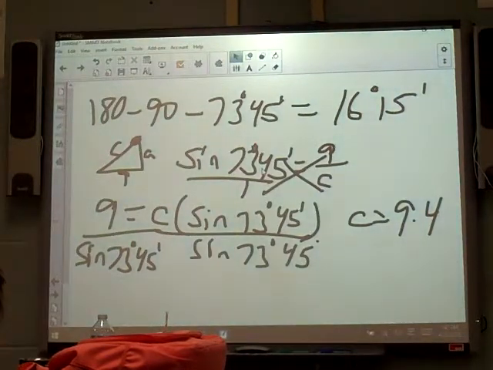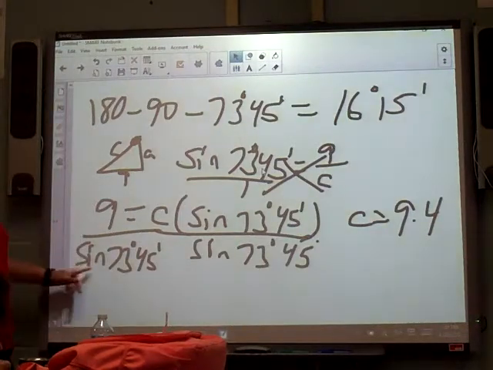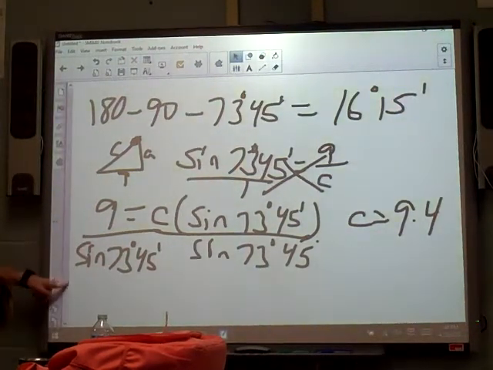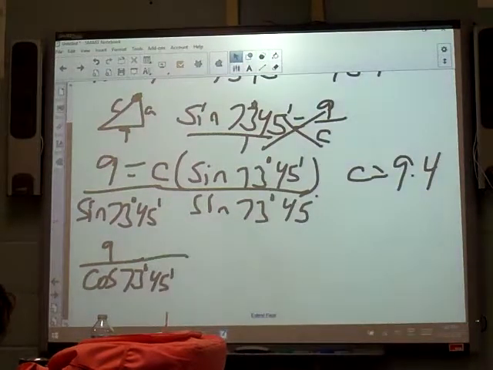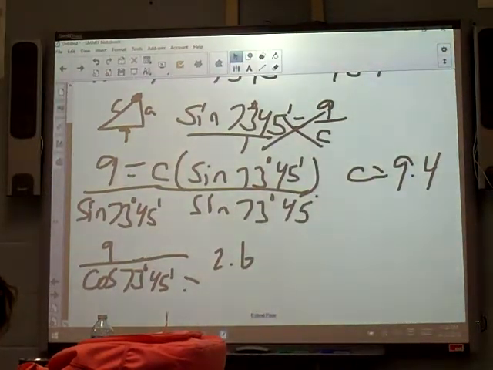We got to find side A. Well, A is adjacent. Adjacent is cosine. So it's going to set up the exact same way, except here where we divided by sine of 73 degrees 45 minutes, now you're going to divide by cosine. So your other problem would be 9 divided by the cosine of 73 degrees and 45 minutes. What did that end up getting me? 2.6. Does that sound right? So our final answer would have been B.